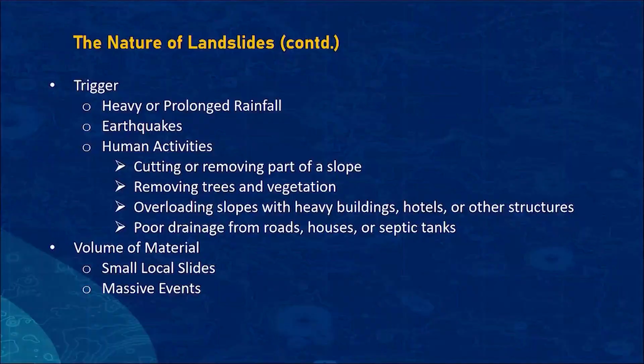Massive events. These are very large landslides that move millions of cubic meters of rocks, soil, and debris. They can destroy entire villages, bury roads and highways, block rivers, creating temporary dams that may cause flash floods when they burst, and completely change the landscape.